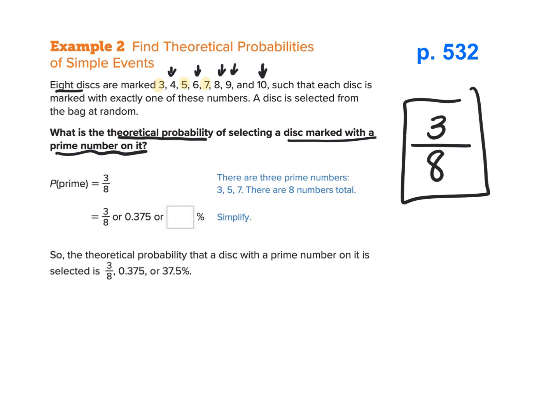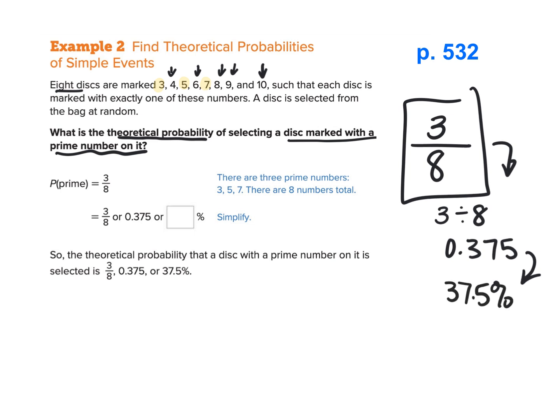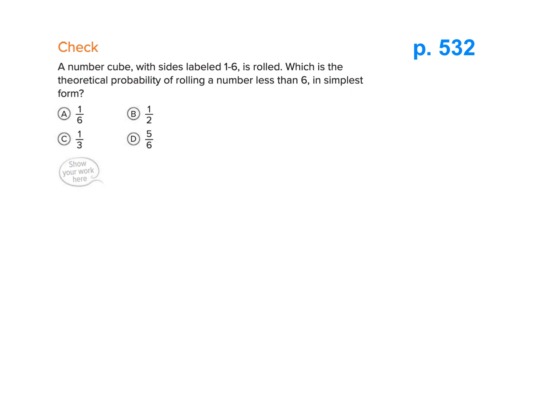That's the theoretical probability. Now, if I ask you to change that to a decimal, you guys know you do 3 divided by 8, which is 0.375. And then if I ask you to change that to a percent, times it by 100, you get 37.5%. So this is all theoretical probability. It's what should happen. All right, go ahead and try the check on page 532.